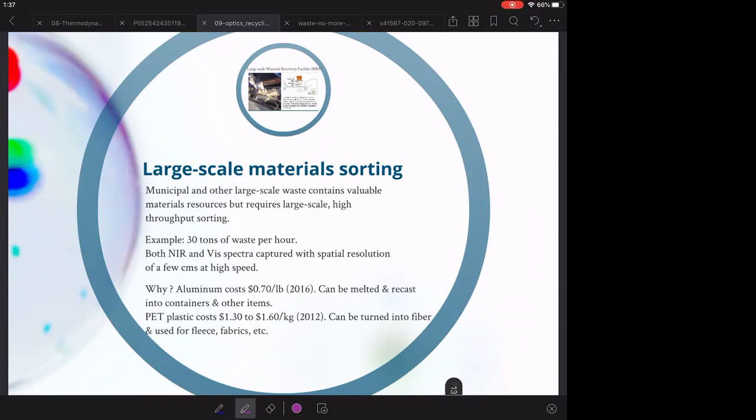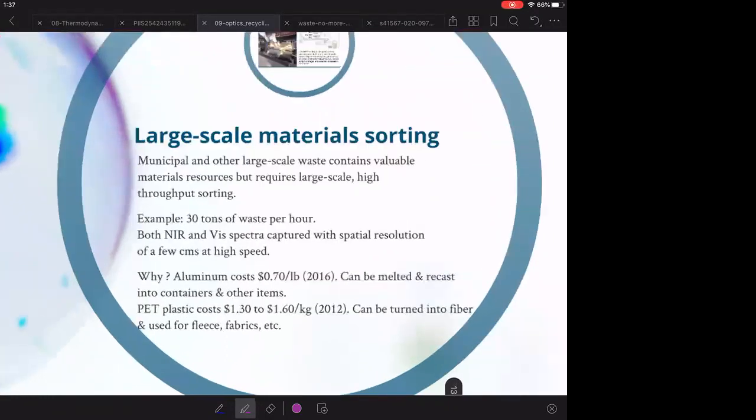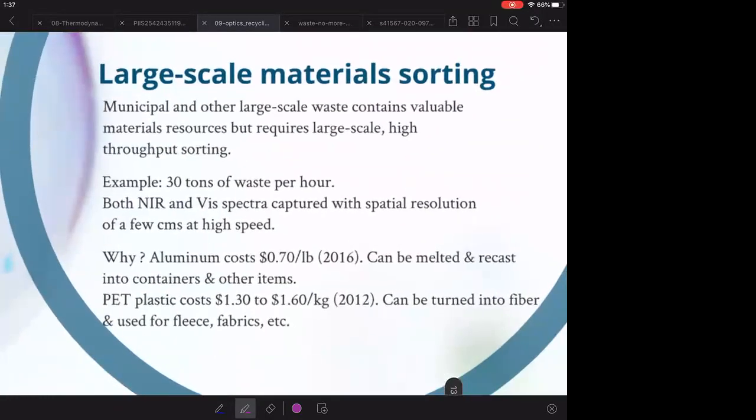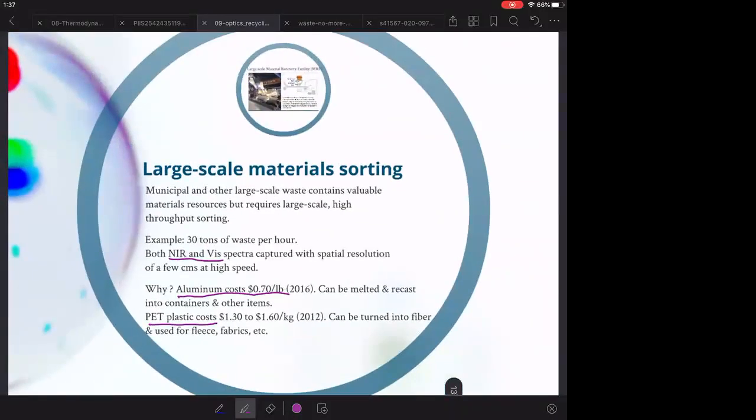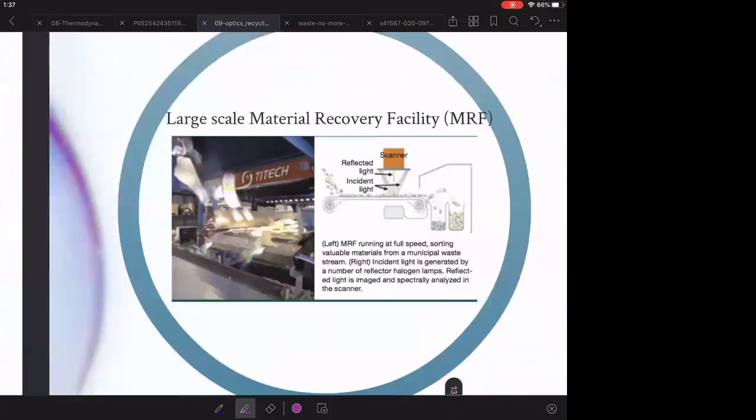We'll show you a quick video about that as well. For example, you have to process 30 tons of waste per hour. You want to look at near infrared and visible spectra to distinguish between colored plastics and transparent plastics. And again, in non-deposit markets, this is driven primarily by material costs. This is all numbers, but you get the idea. PET costs, aluminum costs, things like that. Aluminum can be melted and recast into containers and other items. PET, for instance, can be turned into fiber, used for fleece, fabrics, etc. Nowadays, there's also recycling of textiles as well, which is much more complicated.